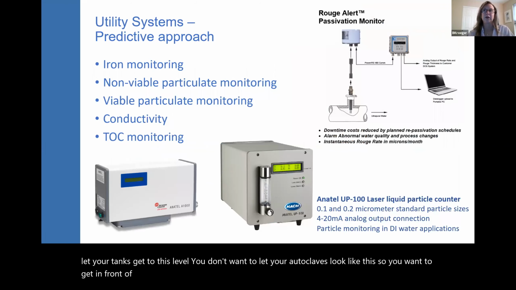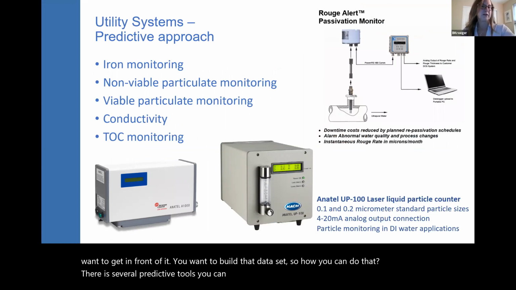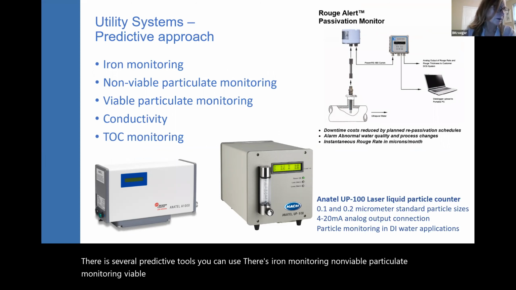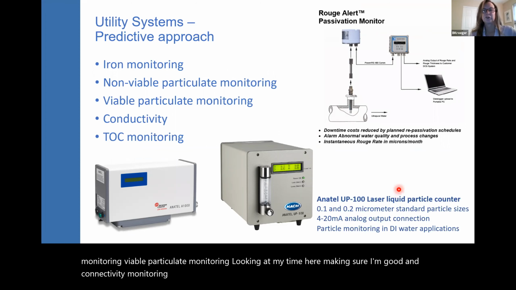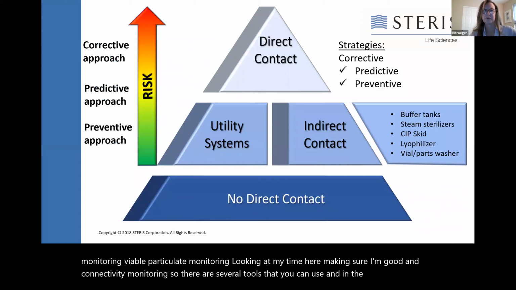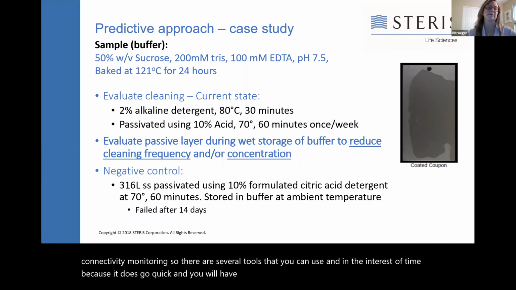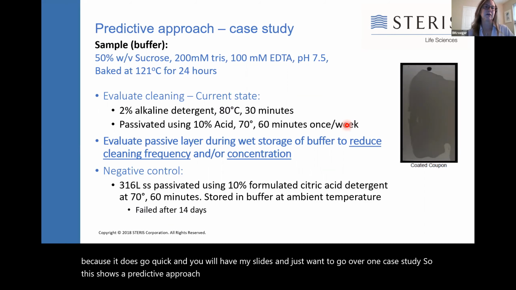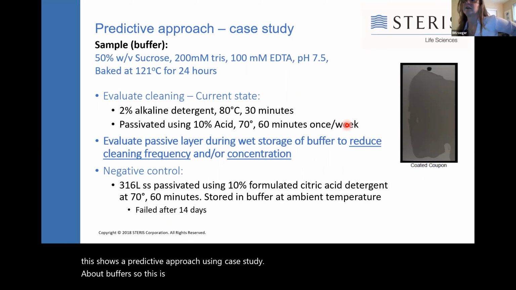So how you can do that, there are several predictive tools you can use. There's iron monitoring, non-viable particulate monitoring, viable particulate monitoring, and conductivity monitoring. So there are several tools that you can use, and in the interest of time, because it does go quick and you will have my slides, I just want to go over one case study. So this shows a predictive approach using a case study about buffers. So this is a buffer preparation tank, cleaning and passivation.